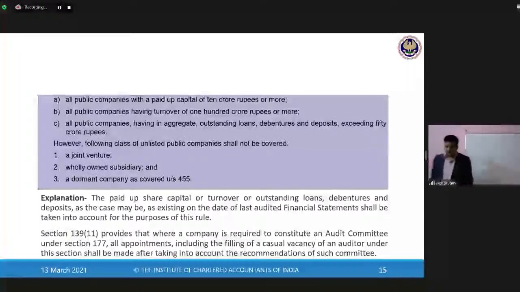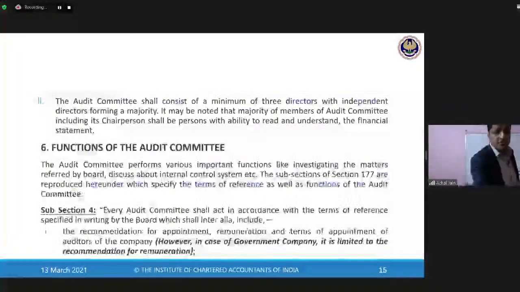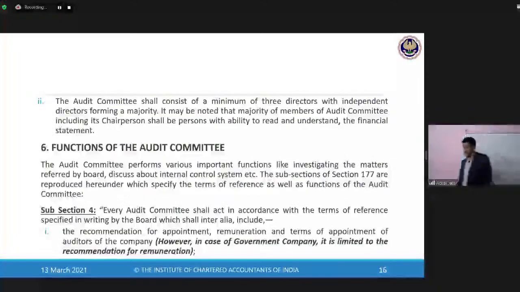Moving on to the next requirement related to this. The audit committee shall consist of a minimum of 3 directors with independent directors forming a majority. Now these are some of the requirements which you also see in the case of LODR regulations. So let's move on to the functions of the audit committee.